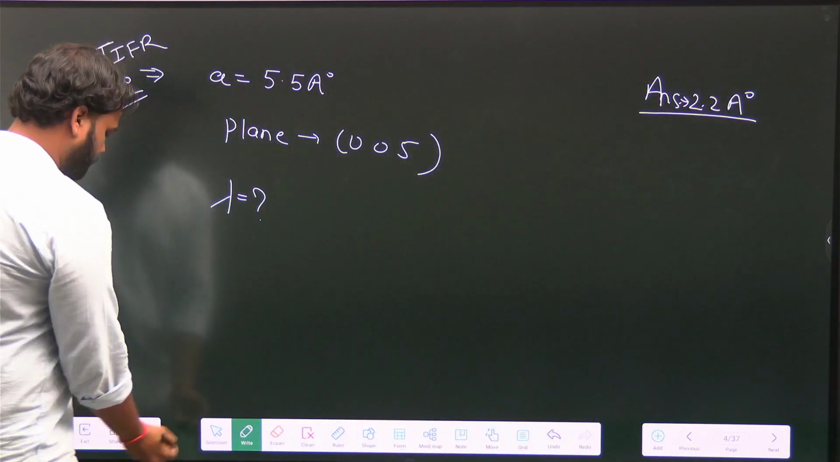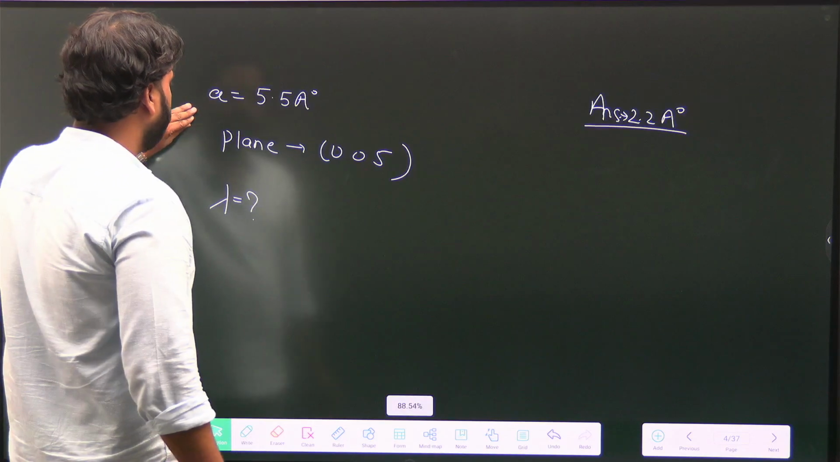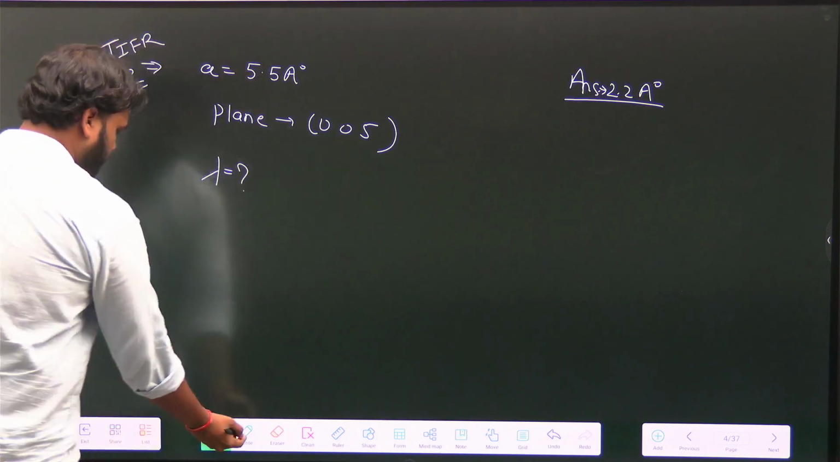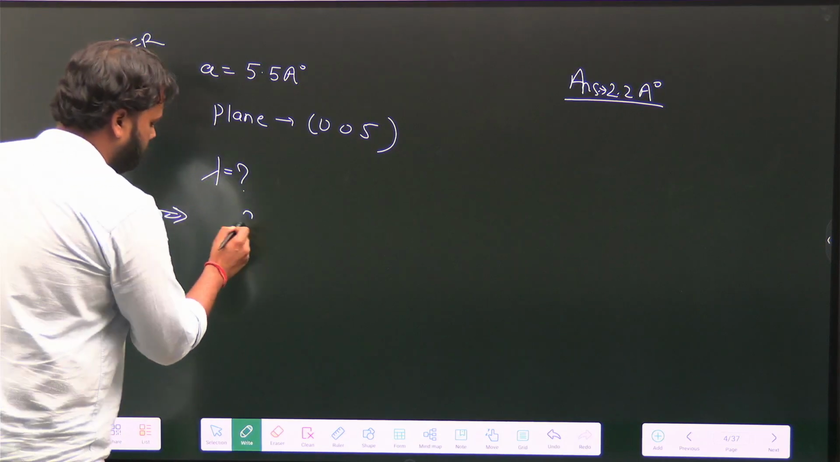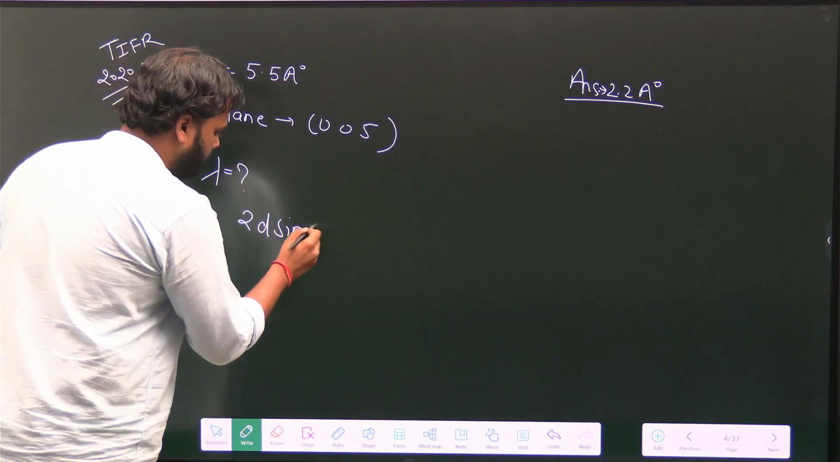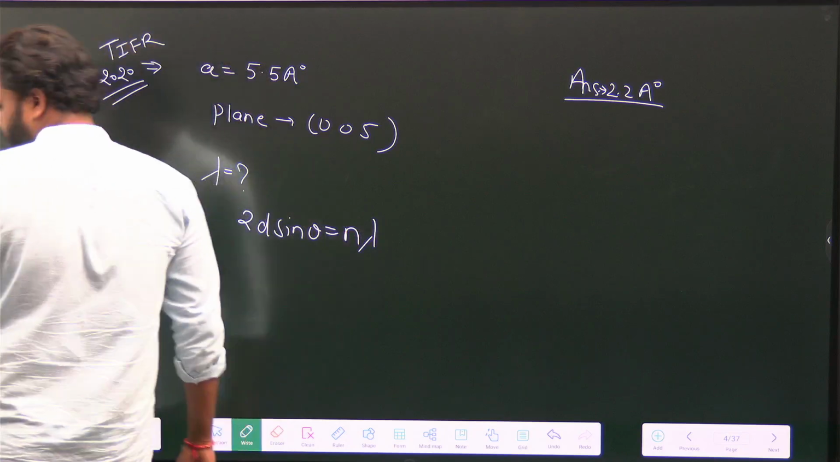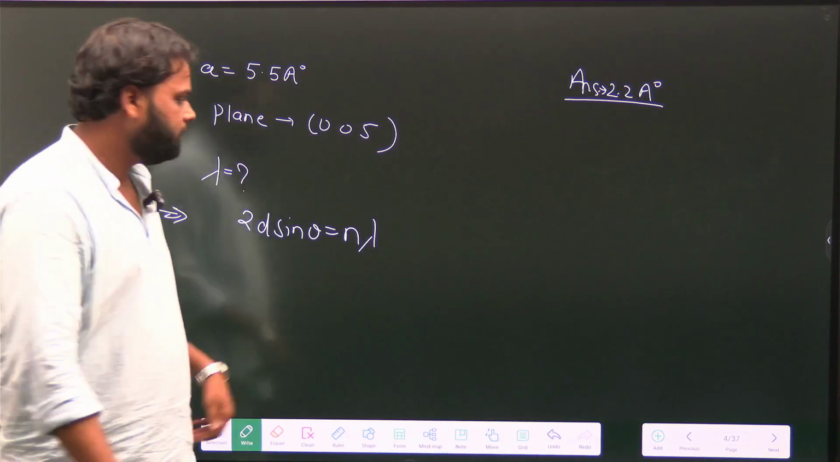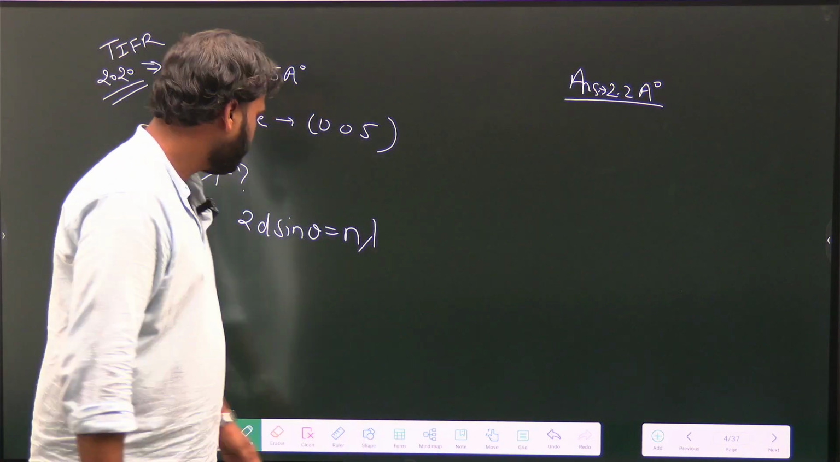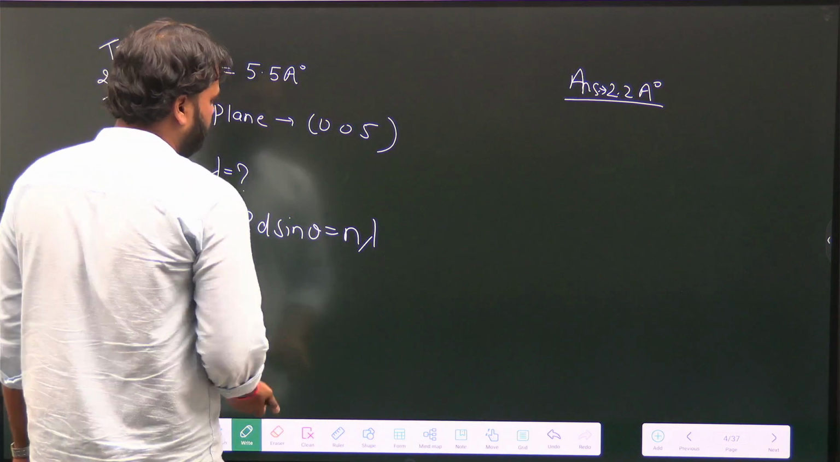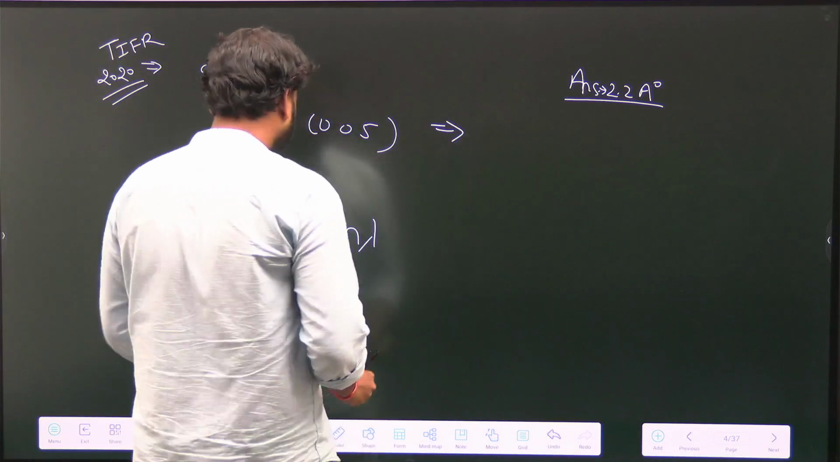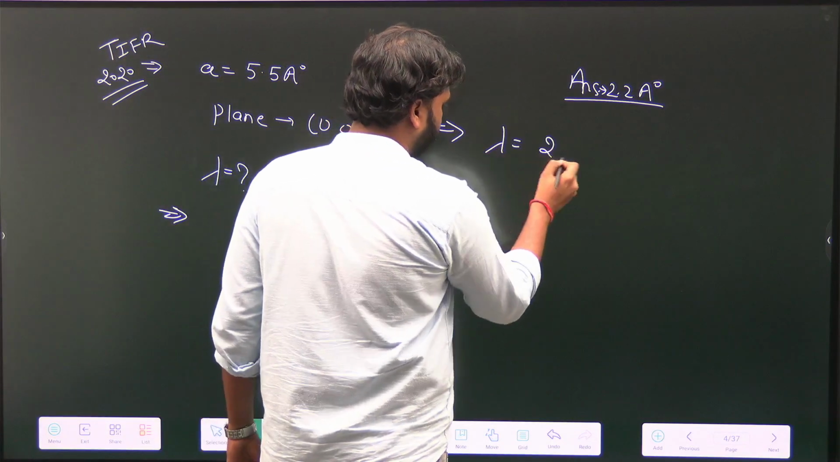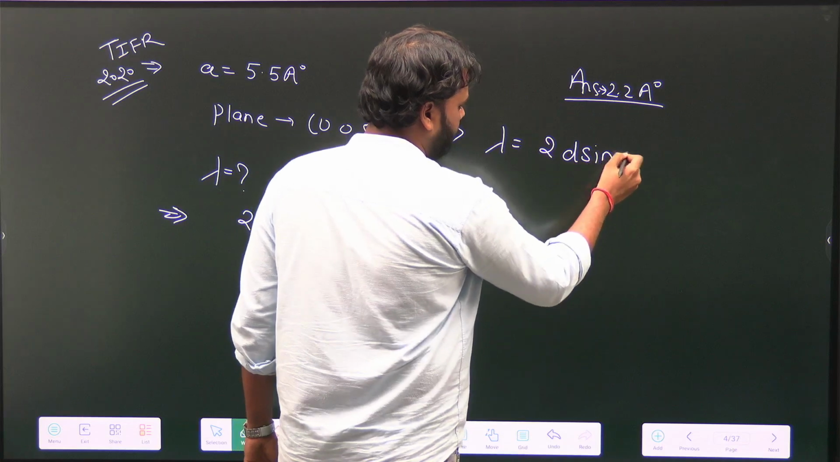See, it's quite trivial. Whoever hasn't got it, look here. We have to just use the relation, 2d sin theta is equal to n lambda. If there is something about the order of diffraction in the question, use it. When there is nothing about the order of diffraction, just take n equal to 1. Now, 2d sin theta is equal to lambda. What we have to find? We have to find the lambda. The lambda will be equal to 2d sin theta.